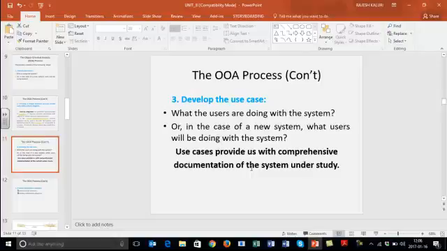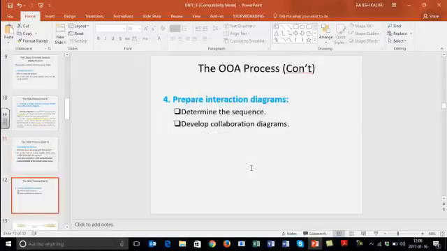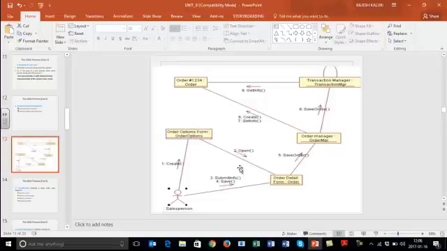And now coming to the fourth step in the object oriented analysis, which is prepare interaction diagrams. Prepare interaction diagrams means sequence diagrams and collaboration diagrams. So if you look at an example for this, I'm just showing it here.